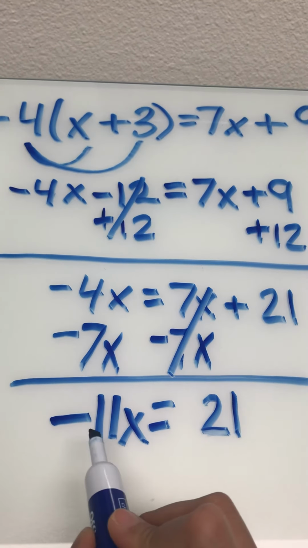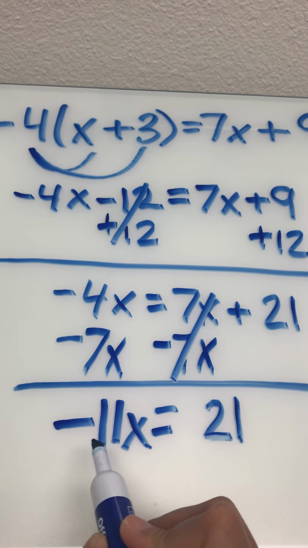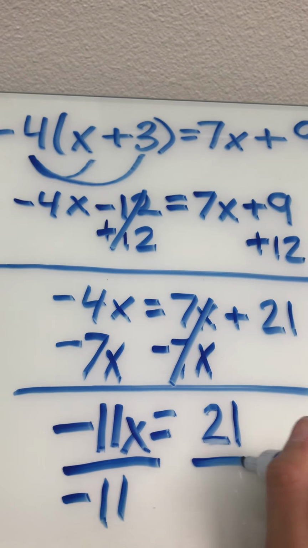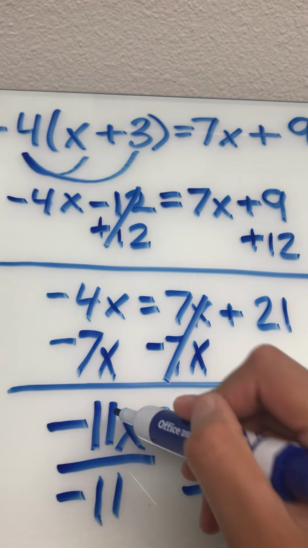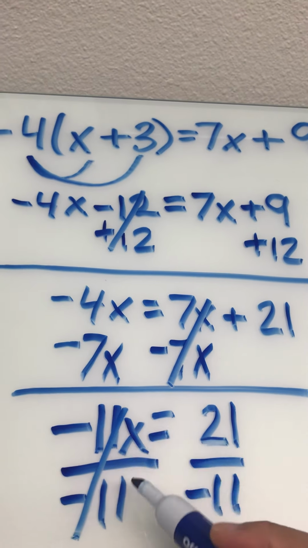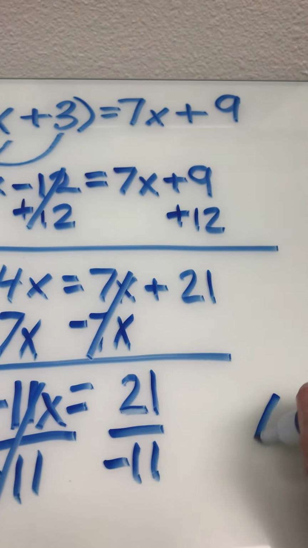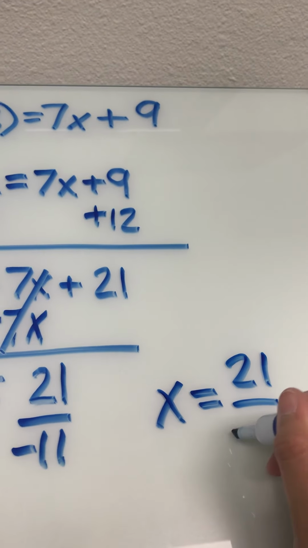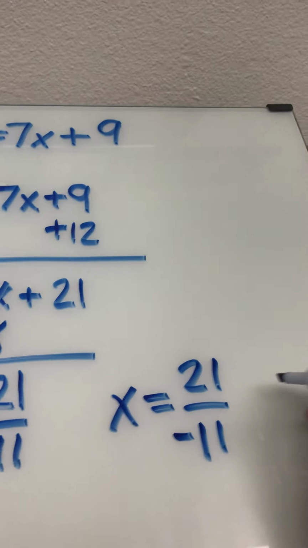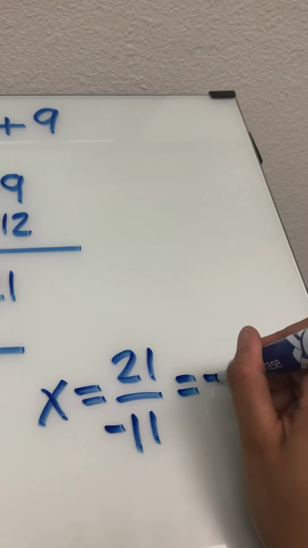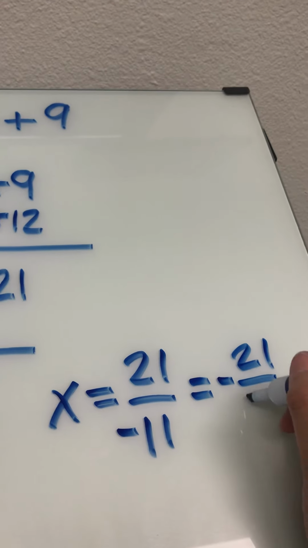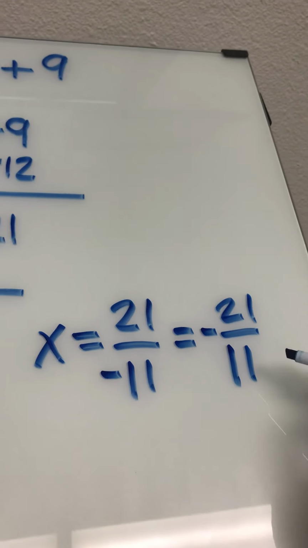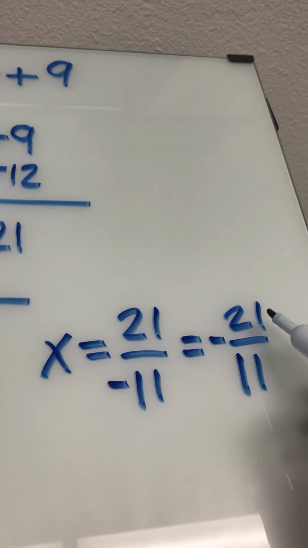Last but not least, we want to isolate our variable or get x by itself. So what is the opposite of multiplying -11 and x? We will divide by -11 on, you got it, both sides. Here we now have x on its own equals 21 over -11, or -21/11.